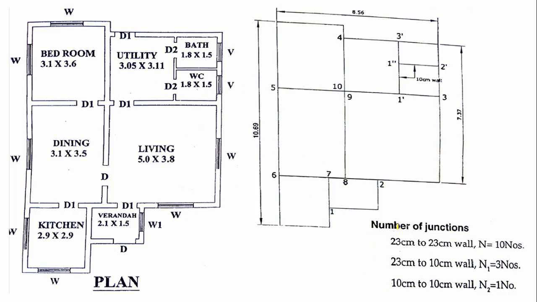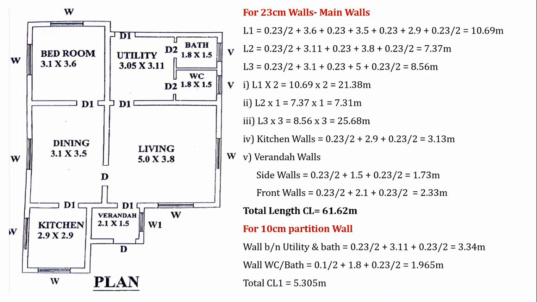Next we will try to calculate the center to center length of the walls, that is for the 23 centimeter wall and for the 10 centimeter partition wall. First let us start with the 23 centimeter main wall. So first let us take this distance, and I will try to calculate the center to center length now.